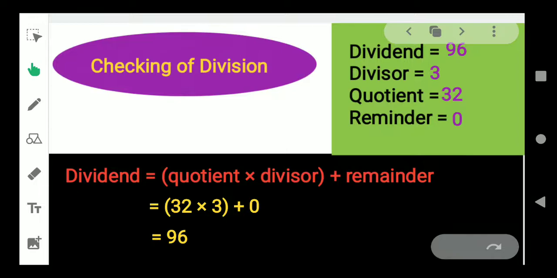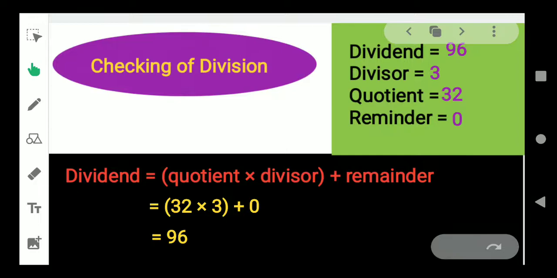That means we'll get one quotient while doing division, no? Just multiply the quotient and divisor, then add the remainder. The answer which we are getting will be similar to the dividend. Answer will be the dividend itself. If you get the dividend as the answer, your division is correct.